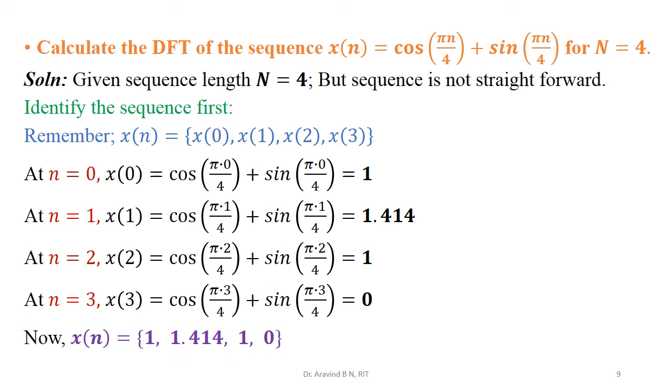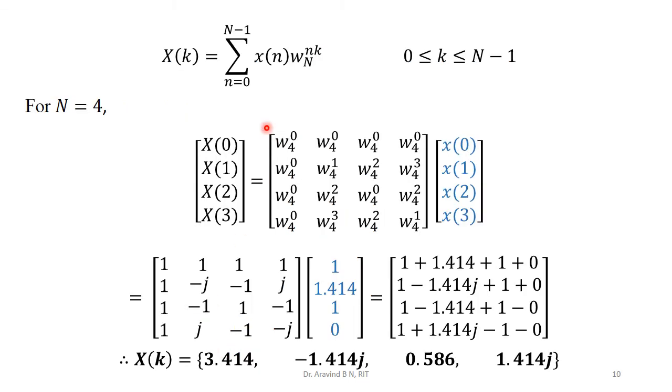Now for this, we know how to calculate the DFT. Let us take that. Once we find the sequence, the further solution is straightforward. Apply the formula directly or apply the matrix method. Here the matrix method solution is being shown, since for n is equal to 4 it gives a very simplified solution. So the procedure is: we have the general formula representation, and for n is equal to 4 we have this matrix representation.